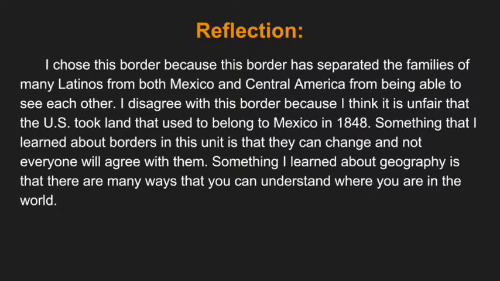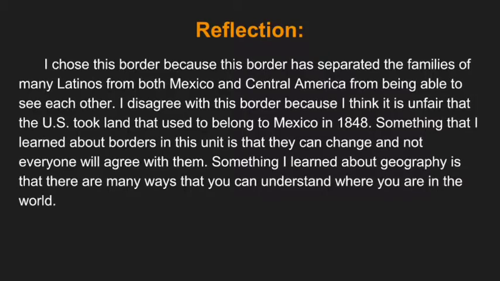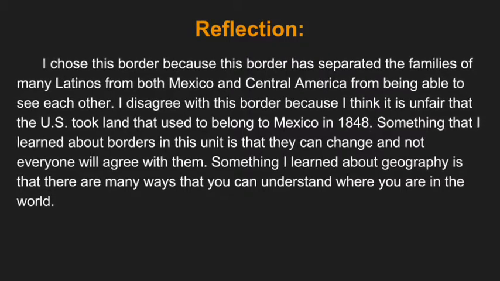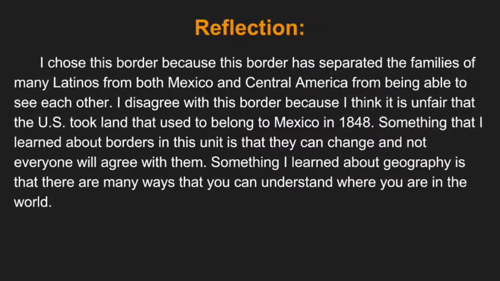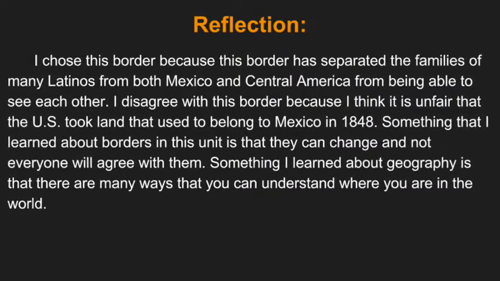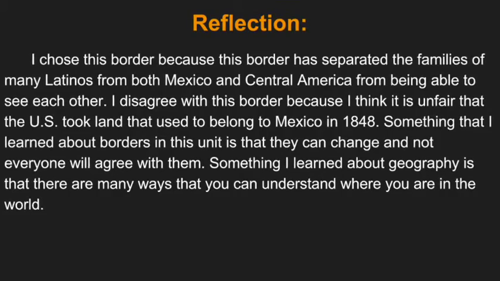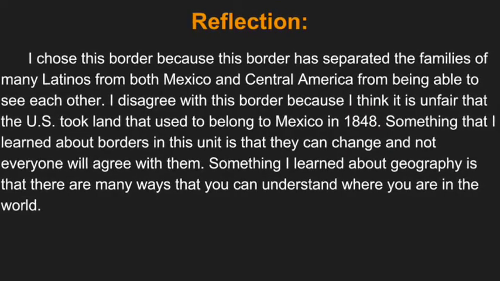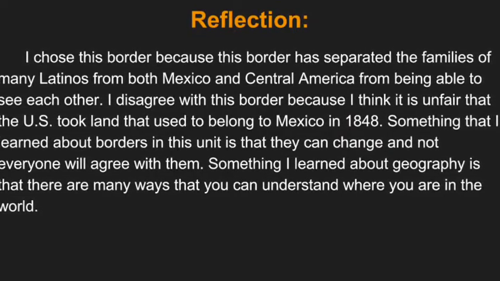I chose this border because this border has separated families of many Latinos from both Mexico and Central America from being able to see each other. I disagree with this border because I think it is unfair that the U.S. took land that used to belong to Mexico in 1848.